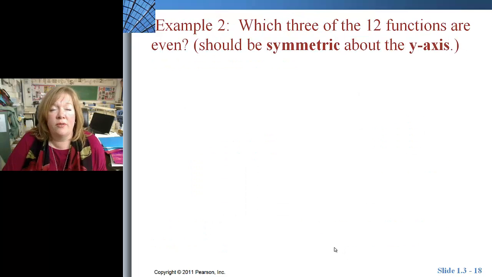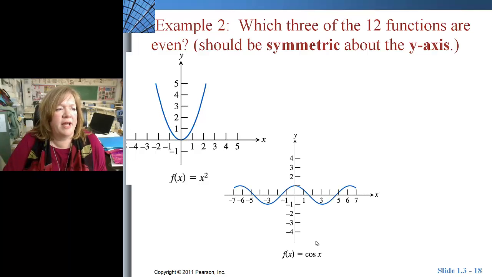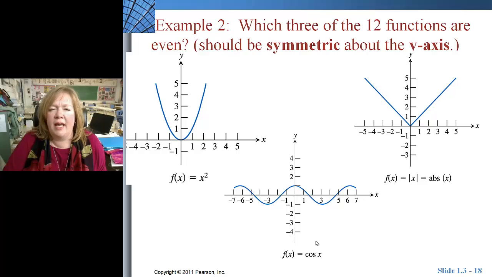Example 2, and hopefully you're on your sheet. There's a note sheet for these. Which of the 12 functions are even, symmetric about the y-axis? X squared, you could fold it along the y-axis, the cosine graph, and the absolute value graph. Those would be the 3 that are even.